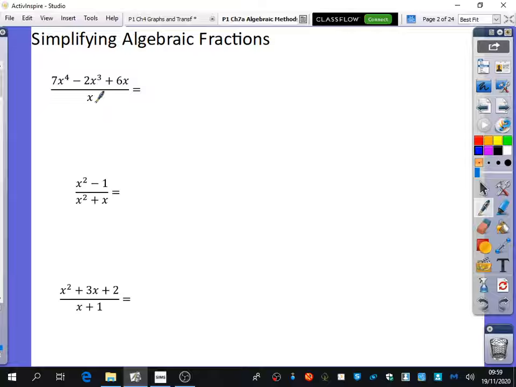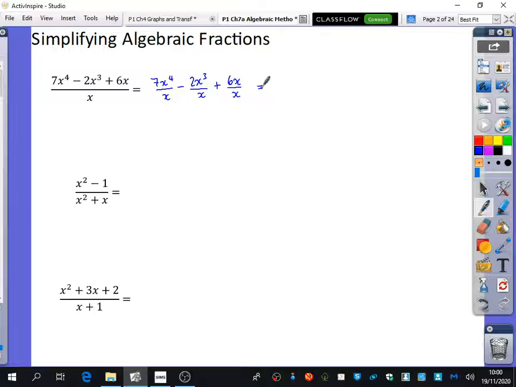One of the ways you could do this is you could just write it as 7x to the power of 4 divided by x, minus 2x cubed divided by x, plus 6x divided by x. I'm allowed to do that because if I had this question where they all have a common denominator, you know that you'd just be able to put them all together because they have a common denominator. So you can do that same thing in reverse of splitting them into 3 different pieces like that. Now that I've split them into those 3 pieces, we can do simplifying with each bit individually.